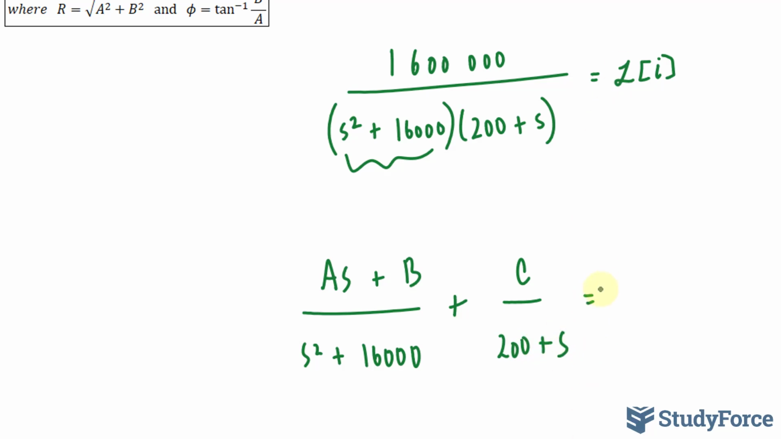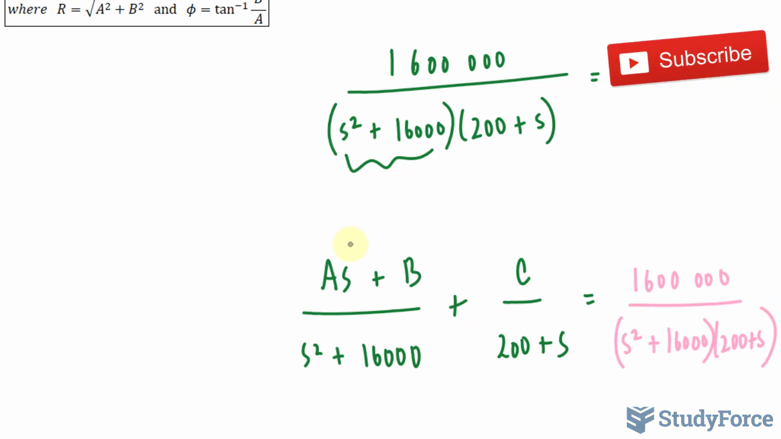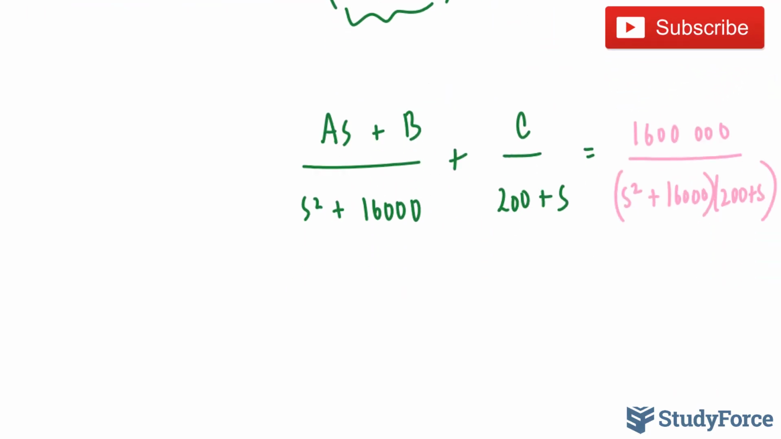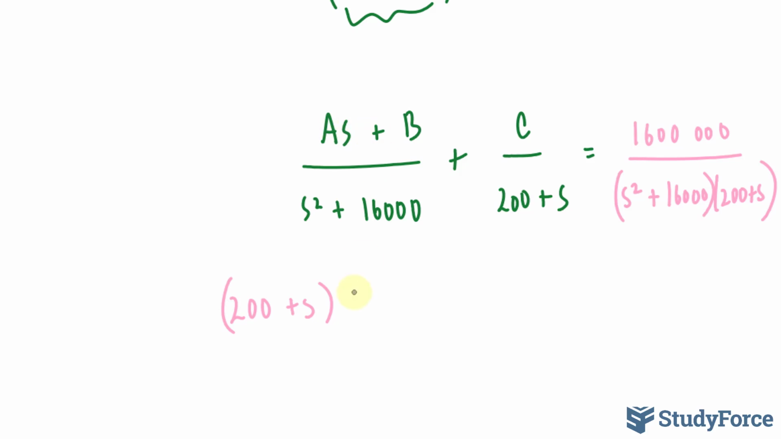This is equal to this side. Next, what I'll do is find a common denominator between these two terms. I'll cross multiply. This gives me 200 plus s times as plus b. This multiplied to c gives me c times s squared plus 16,000.